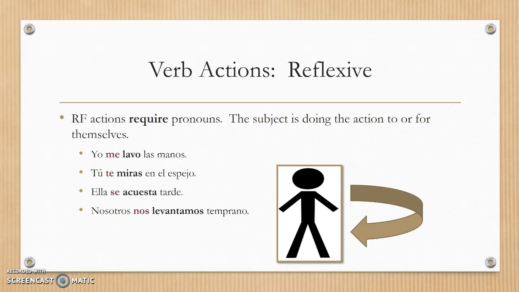But sometimes this action that we're doing can reflect back to us. And so the arrow here circles back to us, and that's an RF action. RF stands for reflexive. And a reflexive action requires a pronoun. That pronoun is me, te, se, nos, os, se. We've already learned those pronouns. Now what happens here is the pronoun matches the conjugation. So if I have a me, my verb should be in the yo form. If I have nos, my verb should be in the nosotros form.